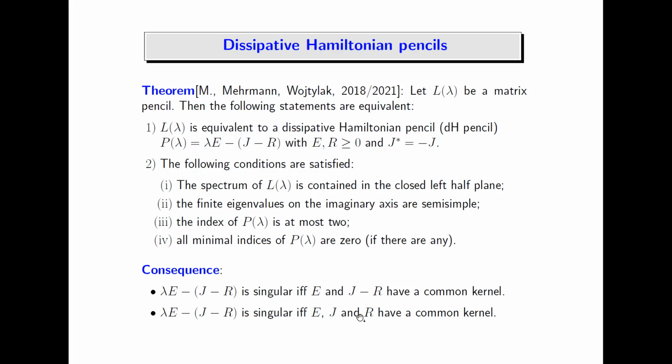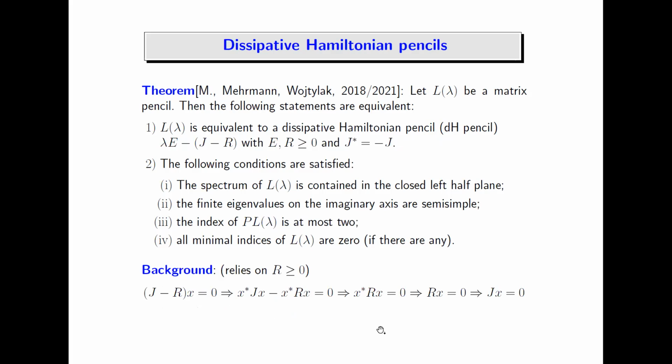The last item is easily seen from here. So if we have something in the kernel here, then if you just multiply X star from the left, you see this here is purely imaginary and this is real.